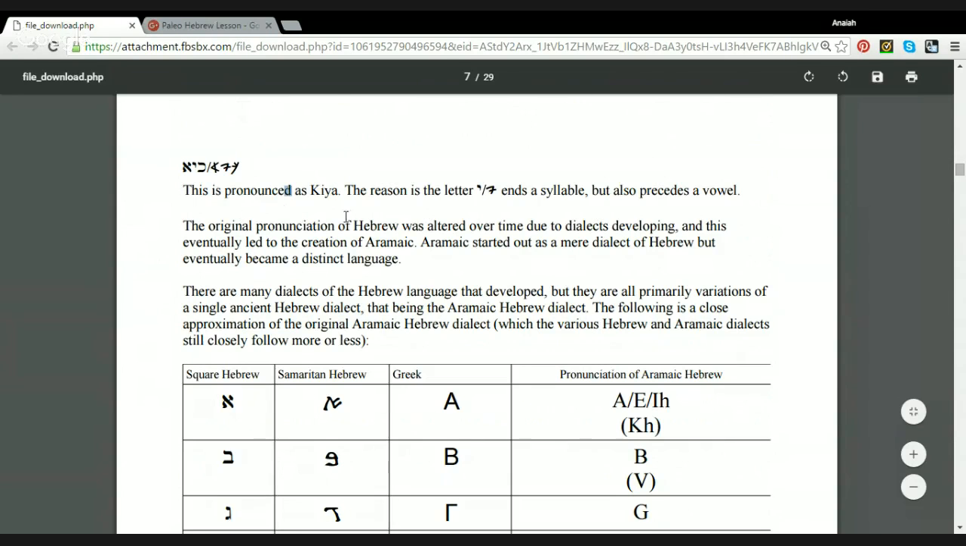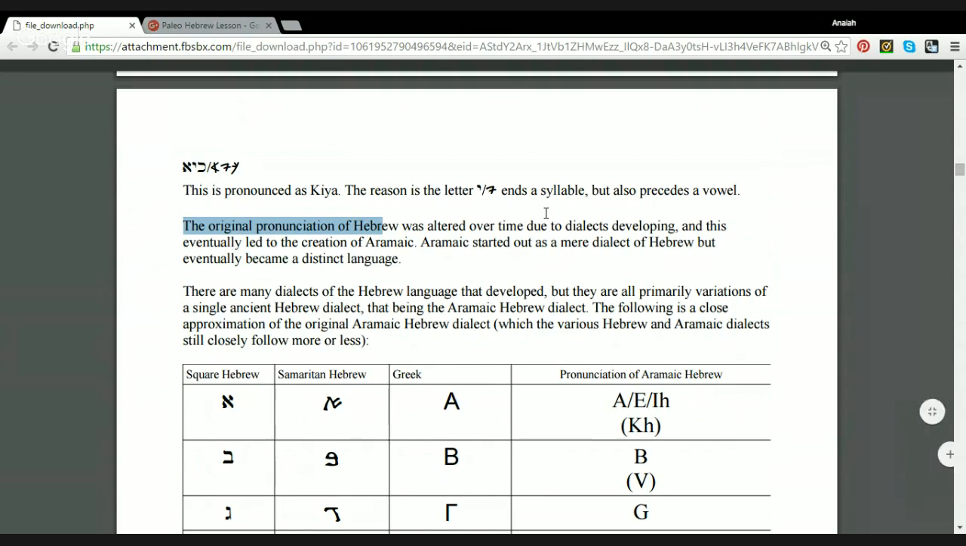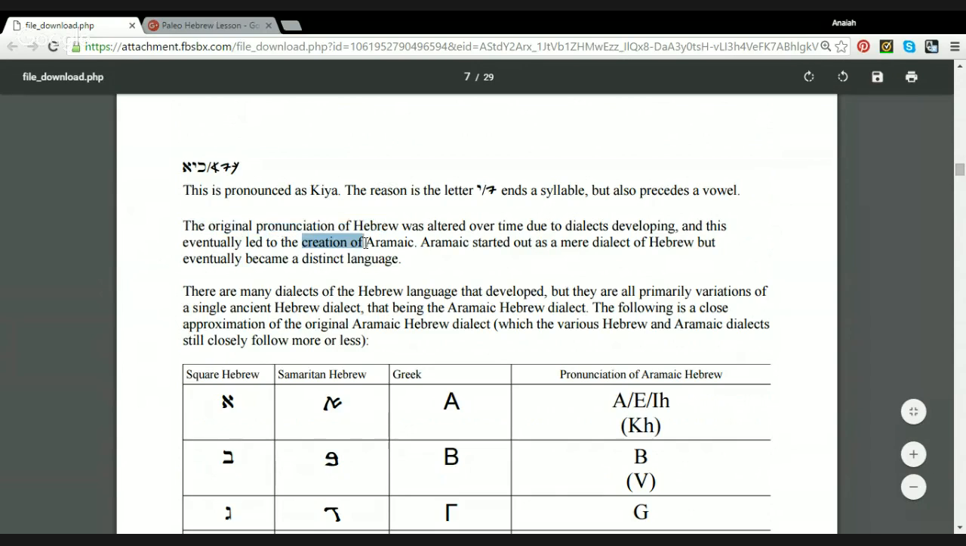No, I'm just joking. All right, so the original pronunciation, I say, of Hebrew was altered over time due to dialects developing, and this eventually led to the creation of Aramaic. Aramaic started out as a mere dialect of Hebrew, but eventually became a distinct language. All languages start out like this. They start the same. Over time, dialects develop, and then eventually they're so different that it forms a new language.